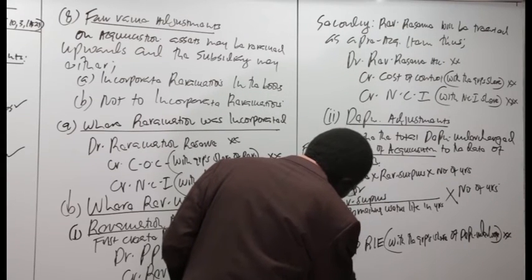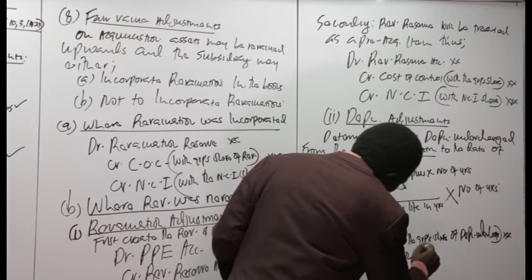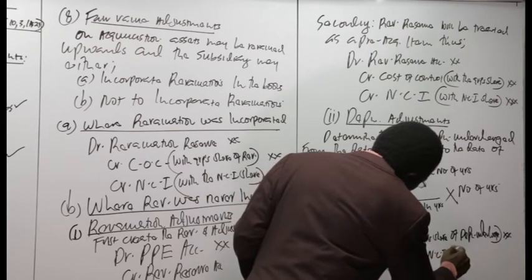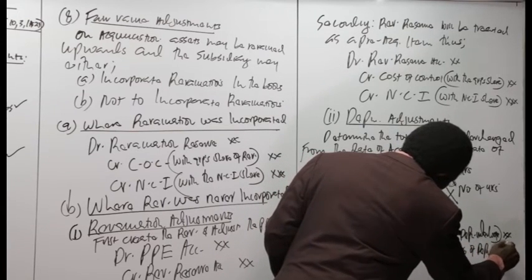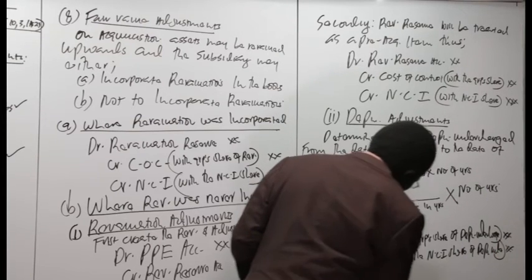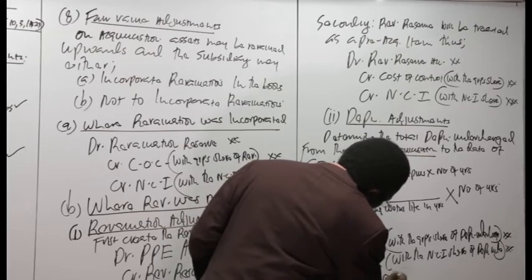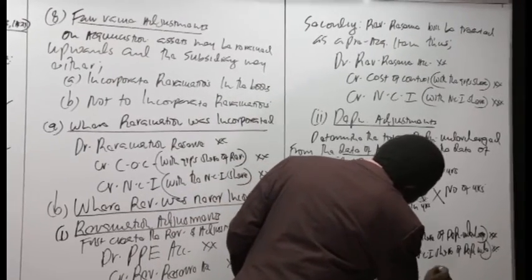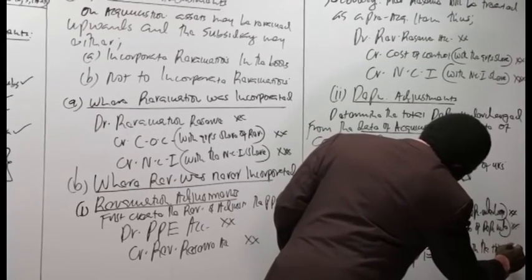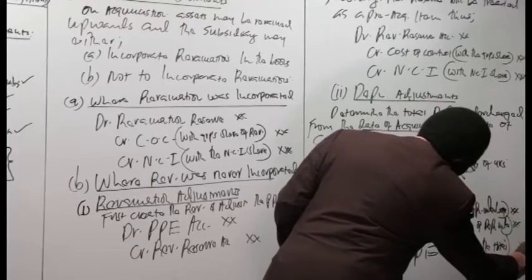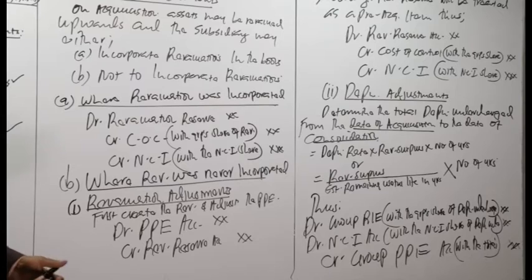Then you are going to debit the NCI account with the NCI share of depreciation undercharge. Then we are going to credit our group PPE, or property, plant and equipment, with the total depreciation undercharge. That's exactly what we do. So that's the most important thing.